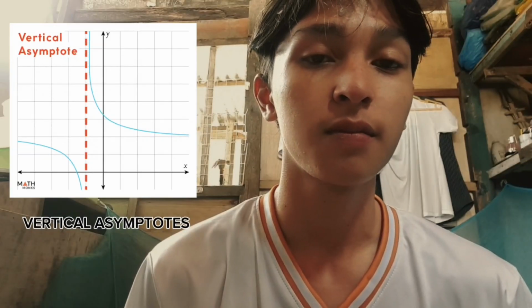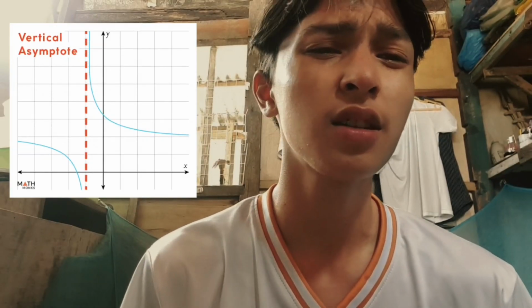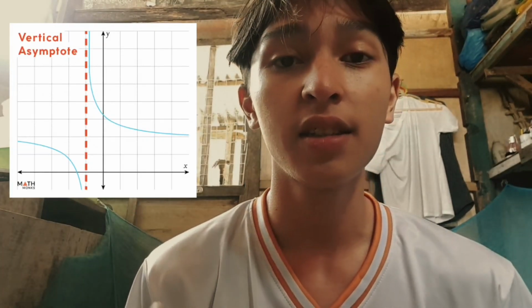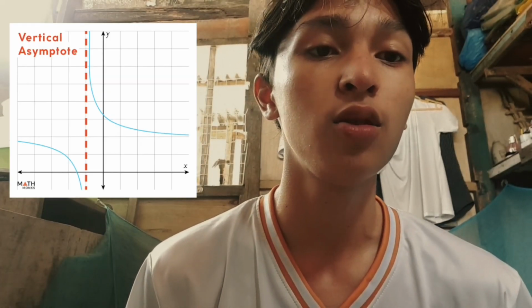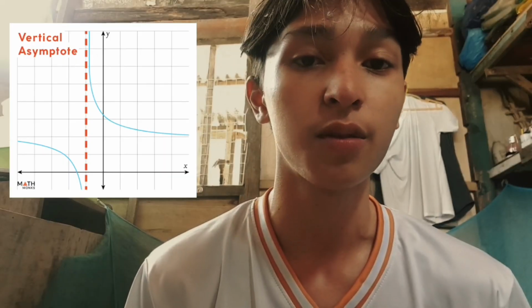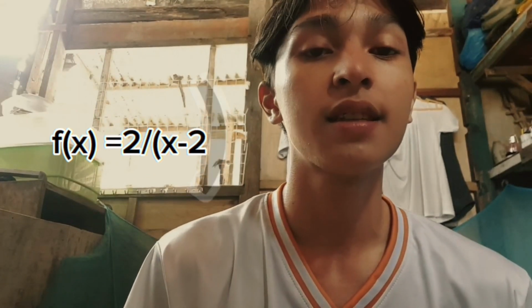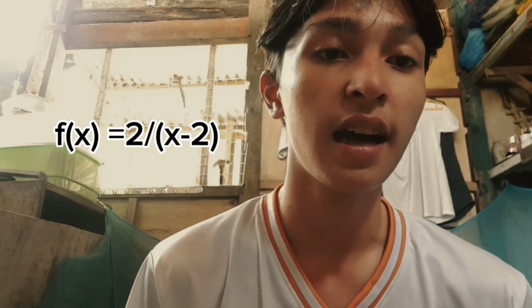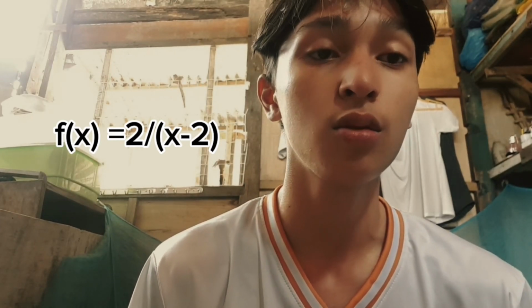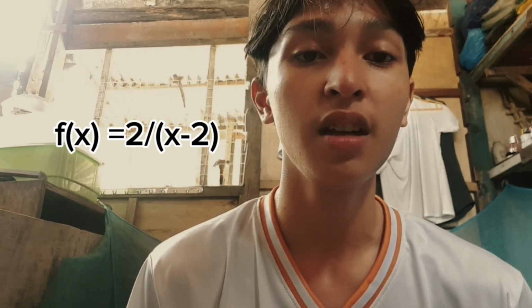Number 1, vertical asymptote. Happens when the function is undefined at a certain value of x. This actually occurs when the denominator becomes 0. Here's the example. f of x equals 2 over x minus 2. The vertical asymptote is at x equals 2 because the denominator becomes 0 there.